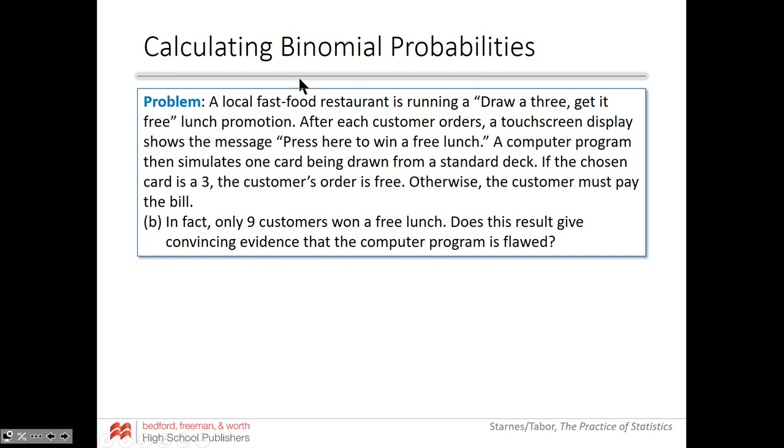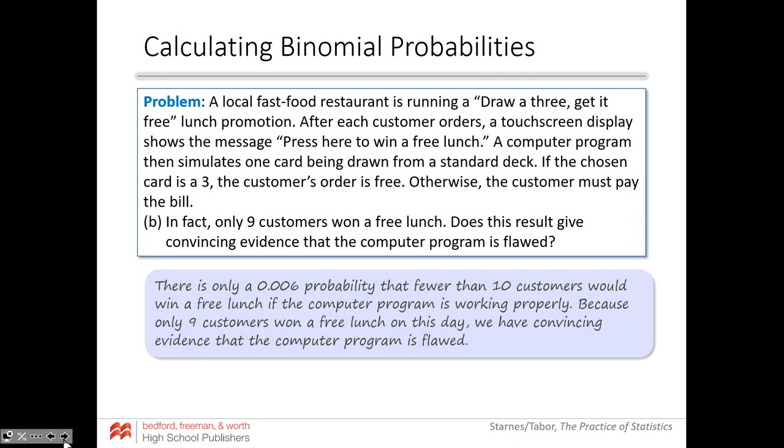So same situation, but in this case, only 9 customers actually want a free lunch. Does this result give convincing evidence that the computer program is flawed? Hopefully this should set off bells. Ding, ding, ding. We're talking about statistical significance.